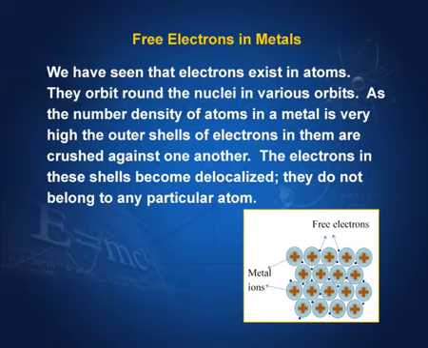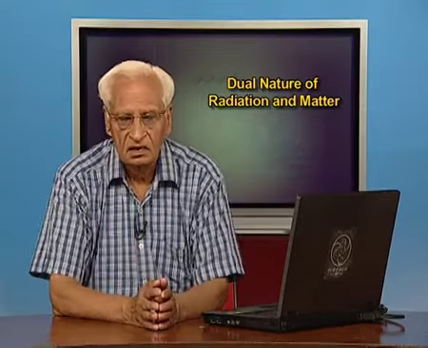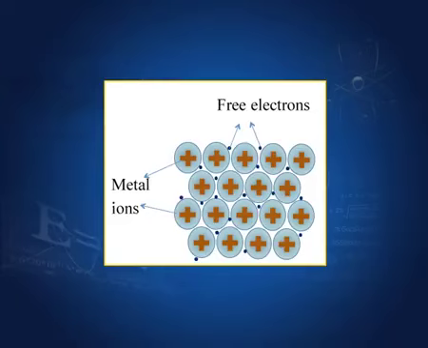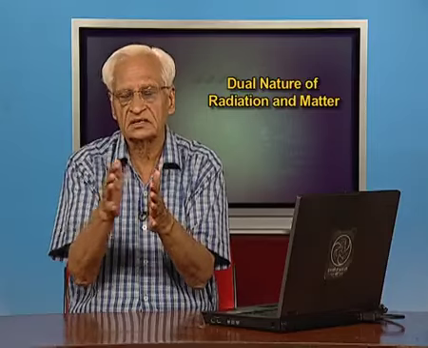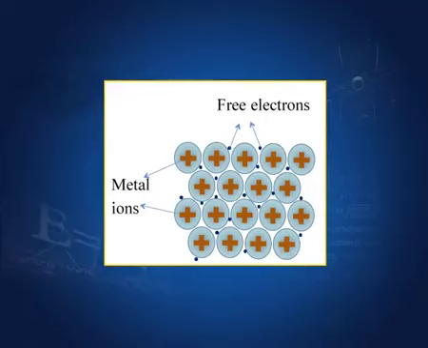You see, the electrons orbit round the nuclei in various orbits, and as the number density of atoms is very large in a metal, these orbits get crushed against one another, and some of the electrons do not belong to any of these orbits. It could at some time belong to this, or sometime belong to that. These electrons which are delocalized, that means they do not belong to any particular orbit, are called free electrons.